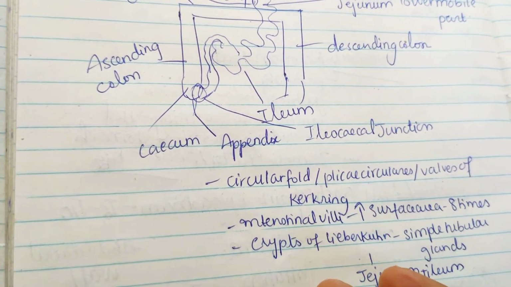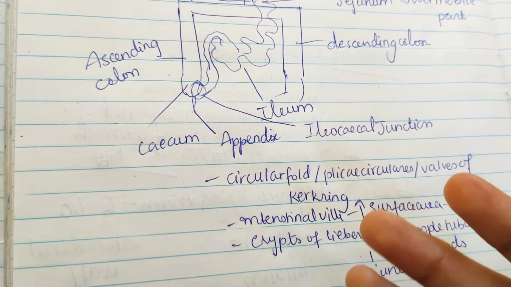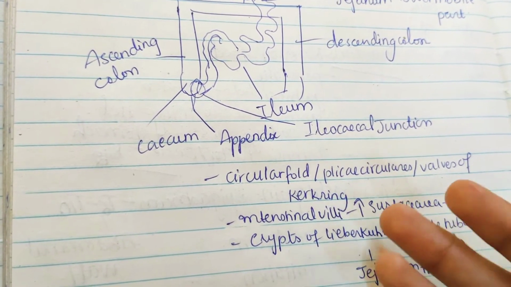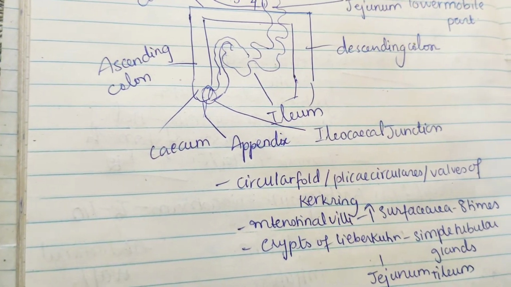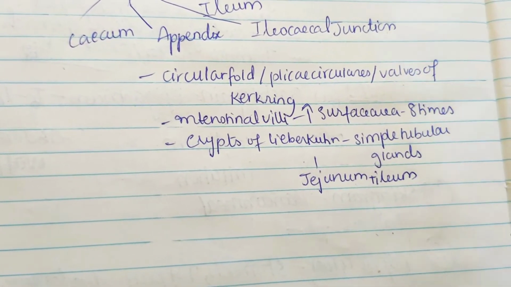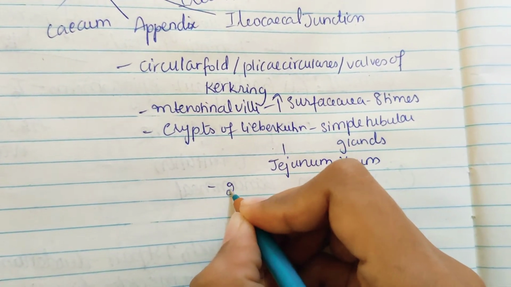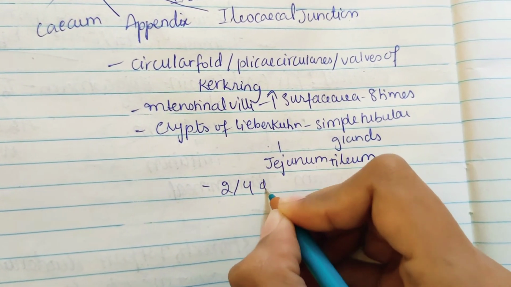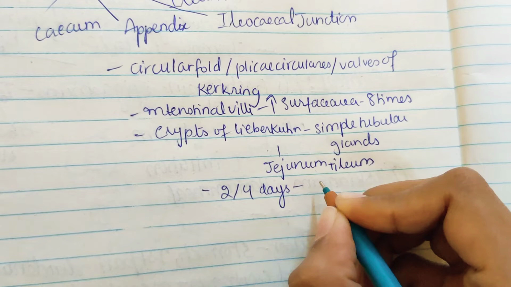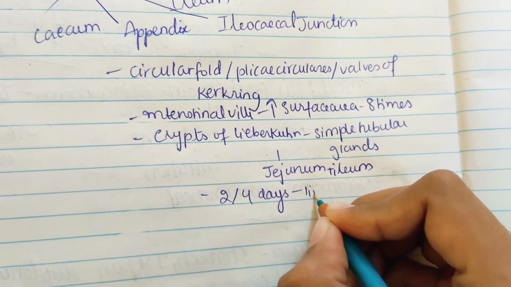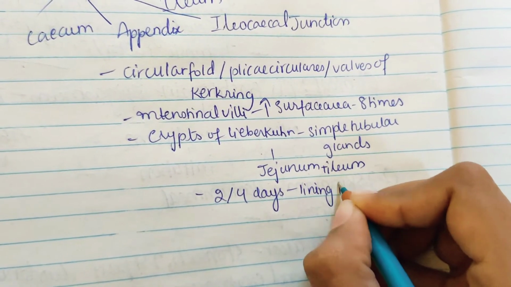So they also help in digestion and produce mucus in the small intestine. And you know that the lining of the small intestine is replaced every 2 to 4 days.